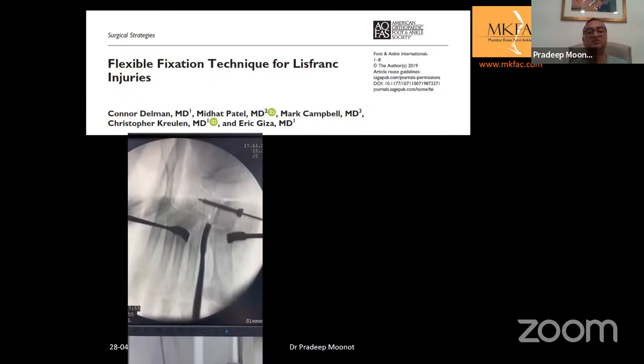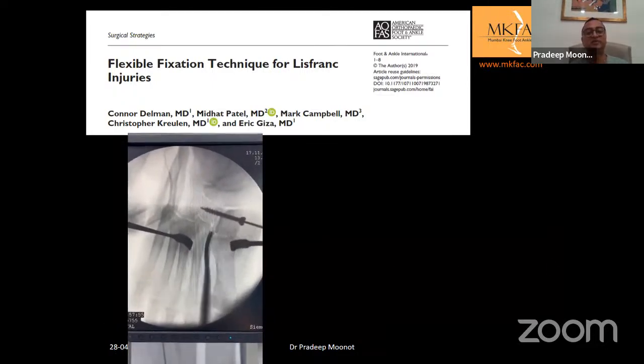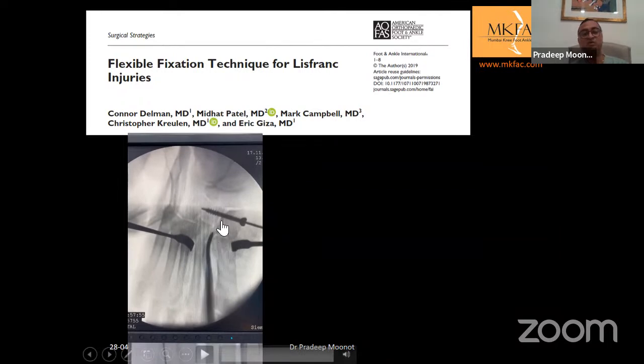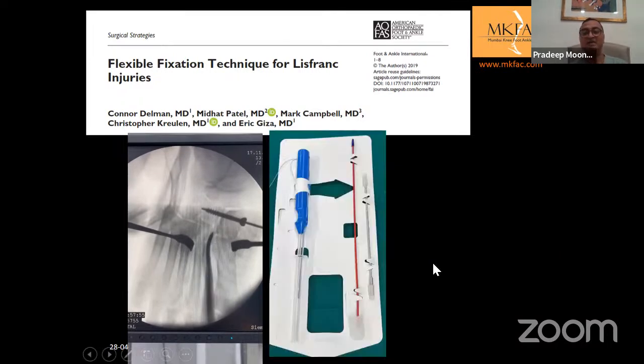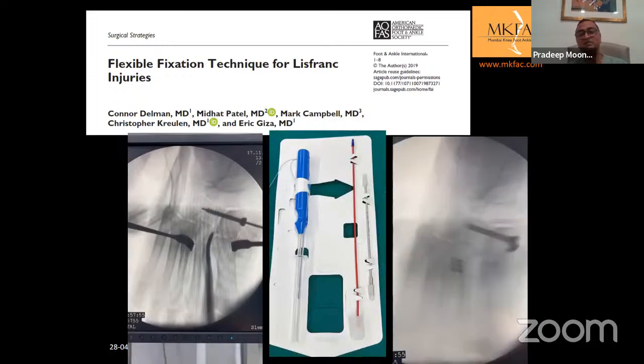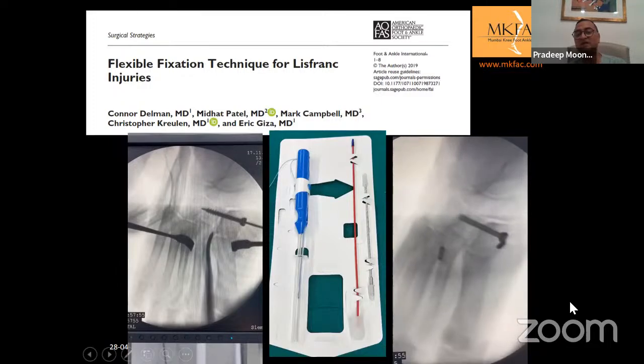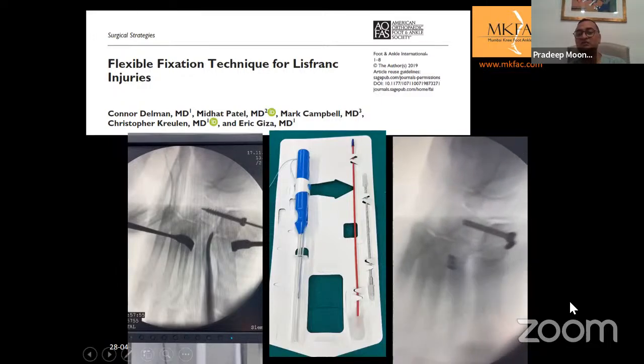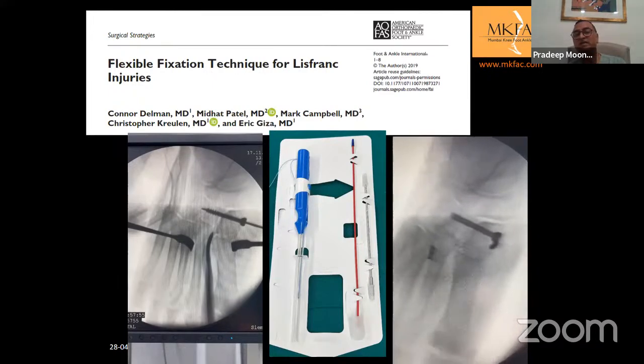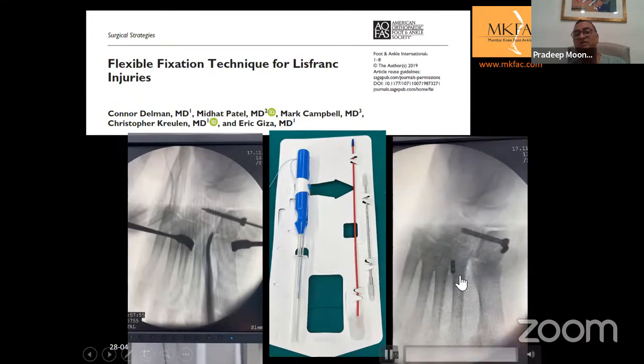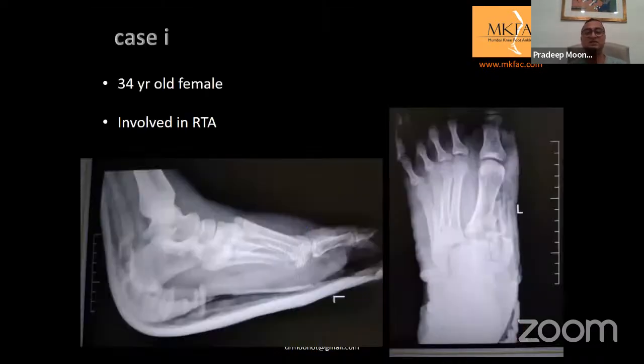So this is just one of my cases which I did recently, 2 months back. After the intercuneiform fixation, the Lisfranc instability is still there. And this is the mini tightrope which I have used. And if you can see here, after the fixation, the Lisfranc has been stabilized. I will just show you in the end how nicely you can see the line here clearly. There's no gaping present as well. So you can use this type of fixation as well.